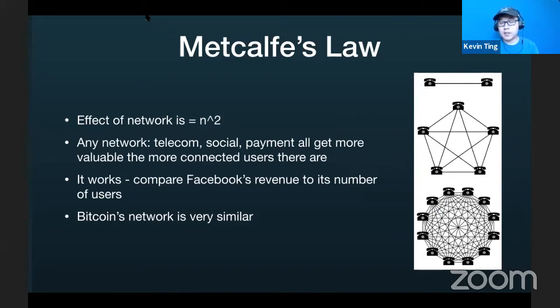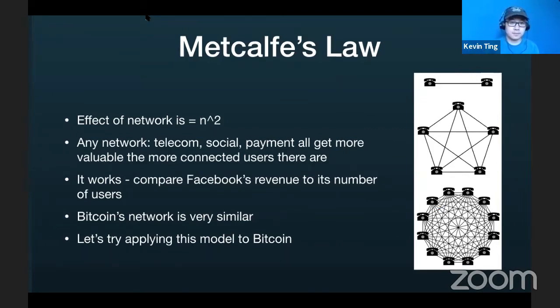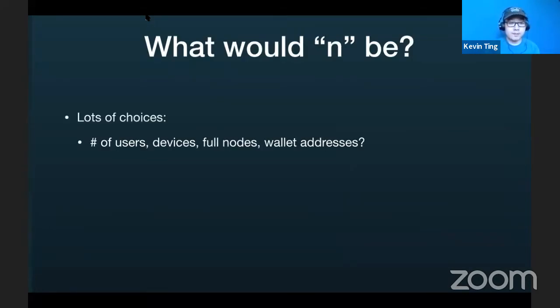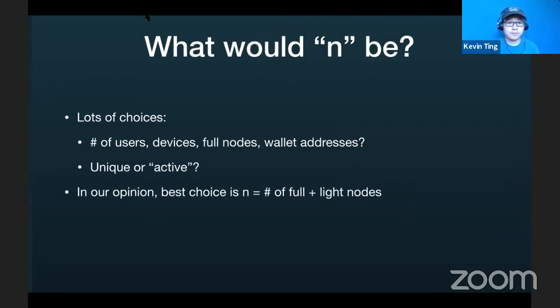And Bitcoin's network is pretty similar to these three: telecom, social, and payment, if you think about it. So let's try applying this model to Bitcoin and see what happens. First of all, we have to decide what N would be. There's a lot of choices, right? It can be the number of users, number of devices, full nodes, wallet addresses, and are we going to choose them as unique or active in some sense of the word?